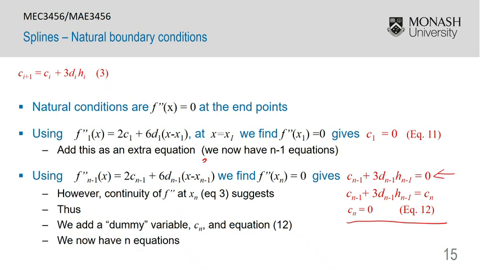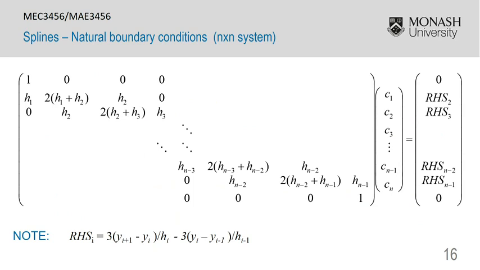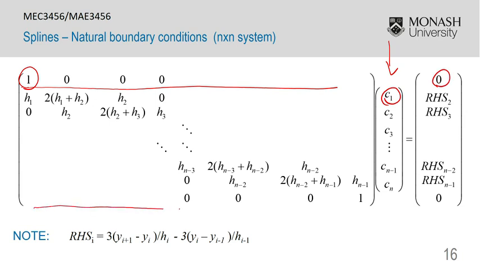So now we've added our nth equation, we have all the equations we need, and we can write our tridiagonal system like this. So the very first equation, which we figured out was C1 is equal to 0, is just given by this first row of the matrix, multiplied by that column vector, so we have a 1 times C1 is equal to 0. Likewise, the last row of the matrix is equal to 1 times Cn is equal to 0. And the rest of the equations are just in the normal tridiagonal form, where the right-hand side values across here are given by this expression here. Okay, this is an n by n system.